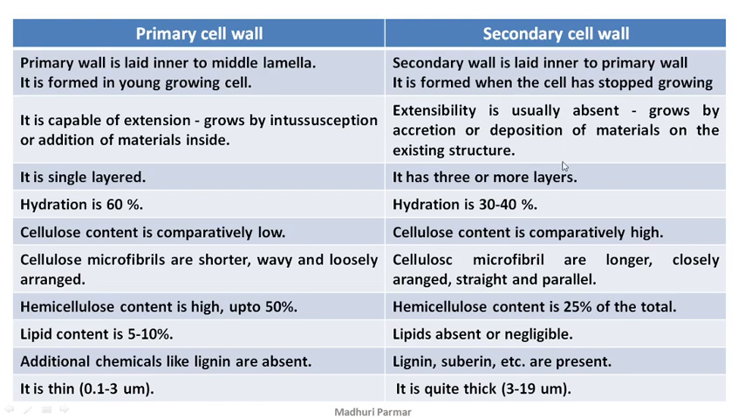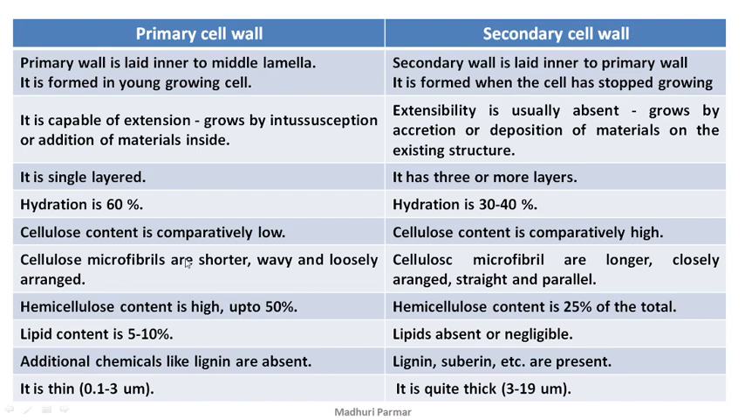Primary cell wall is single layered. Secondary cell wall has 3 or more layers. Hydration is 60% in primary cell wall, while the secondary cell wall has less hydration. It is 30 to 40% only. Clear? Cellulose content is comparatively low in primary cell wall. It is 10 to 15%, while the cellulose content is comparatively high in secondary cell wall. Secondary cell wall, because it is thick, has a lot of cellulose also.